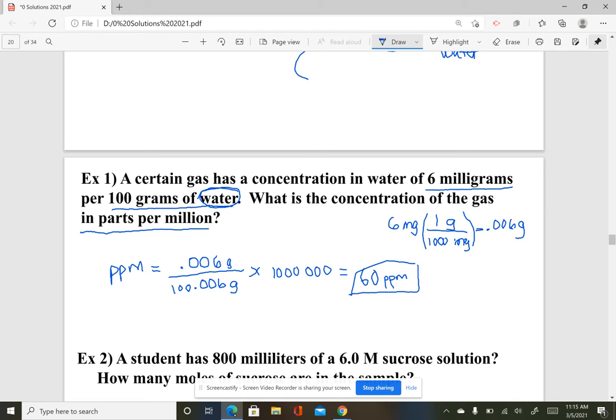So guys, as far as a percent would go, if I said 60% of my solution is solute, we would say, oh, wow, that's pretty high. But in parts per million, you're comparing the number 60 to a million. So this is actually a very, very dilute solution. We do not have a lot of gas dissolved per unit of water.